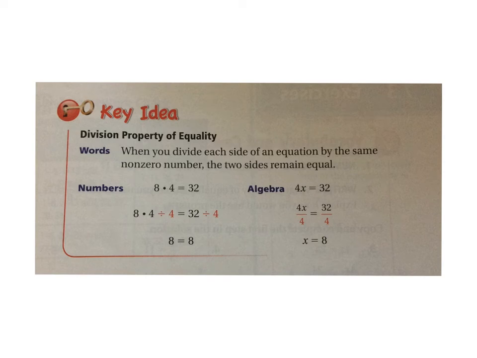So we talked about the multiplication property of equality, which said when you multiply each side of an equation by the same number, the two sides remain equal. So now let's talk about the division property of equality, which says when you divide each side of an equation by the same number, the two sides remain equal. When we started 7.2, we talked about how another way to say that was balancing. We could say we were balancing equations.